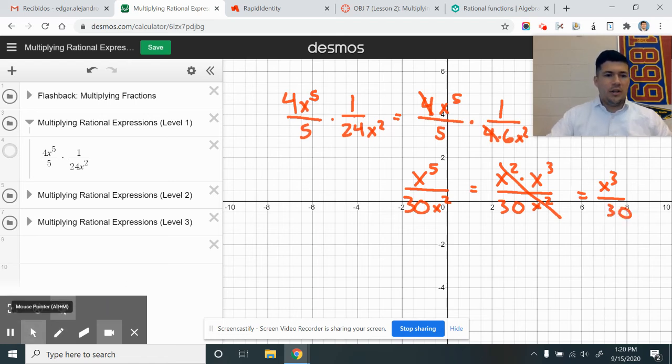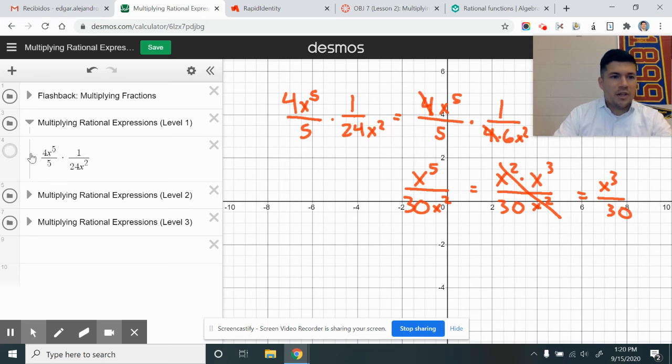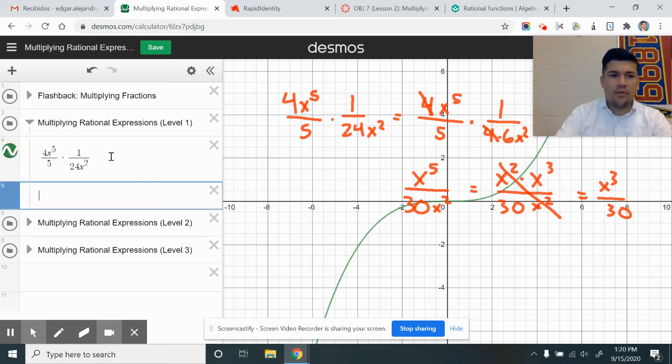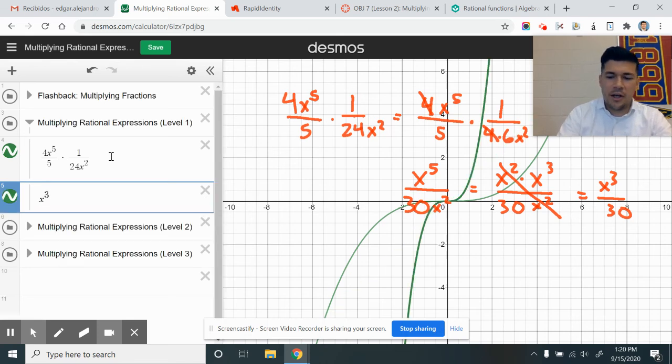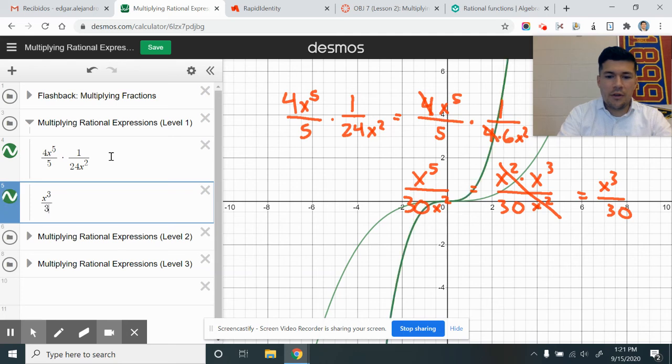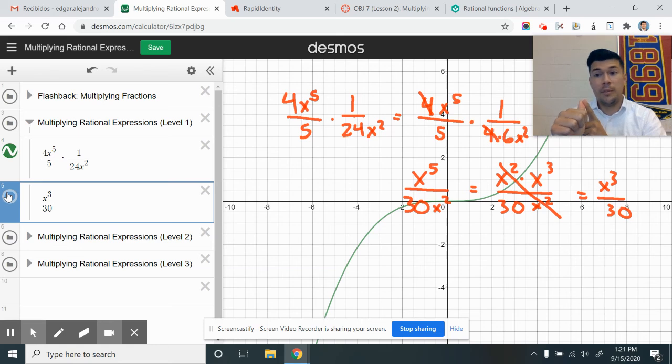And once again, don't believe me, just watch. The neat thing about doing these is that we can verify equivalent expressions with equivalent graphs. So I have that expression, and then I check my answer, x cubed divided by 30, and those two graphs are identical. So I have correctly multiplied two rational expressions. Once again, my steps were factor, which I could have done a better job with, cancel, multiply straight across.